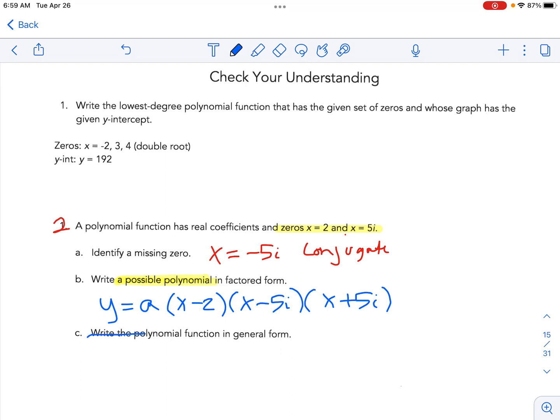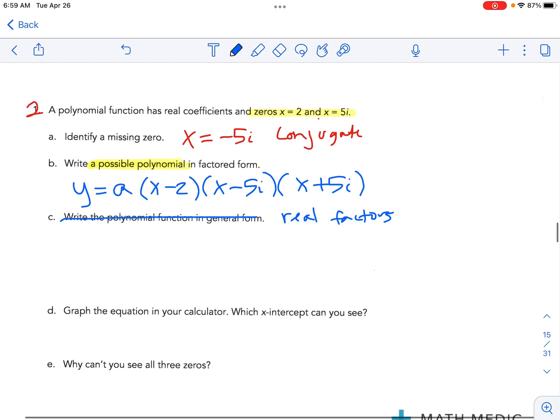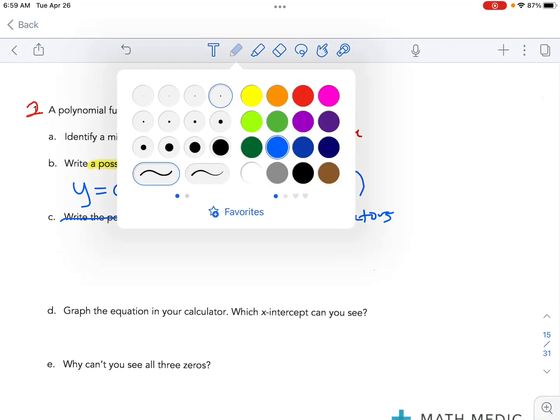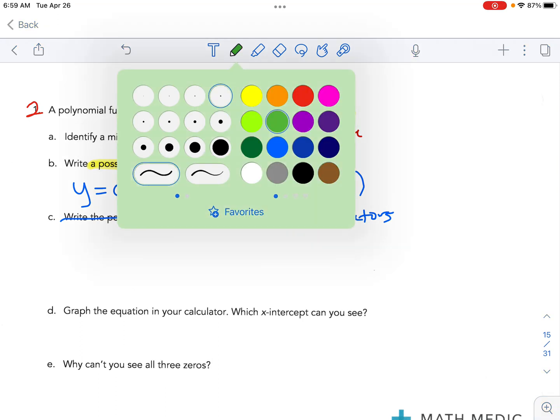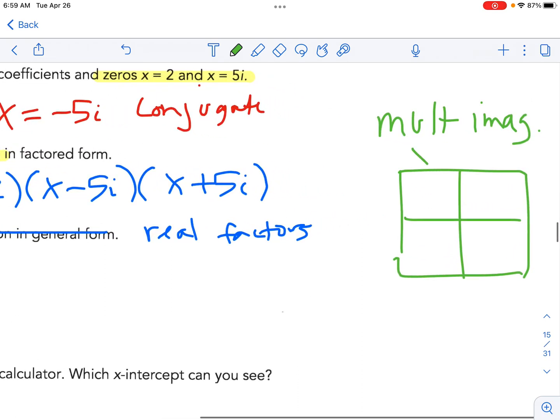Now, general form we're not going to worry about, but we do need to write this as a real form. So we want to make sure we have real factors, and we don't right now. So what we're going to do is multiply out the imaginary factors, because that's going to turn them into real. I'm going to do that using an area model. So we're going to have x minus 5i, x plus 5i. We're going to multiply this out.